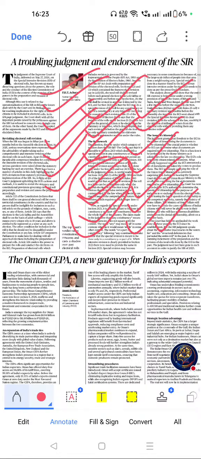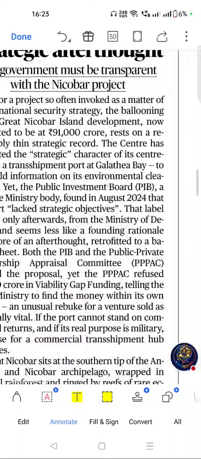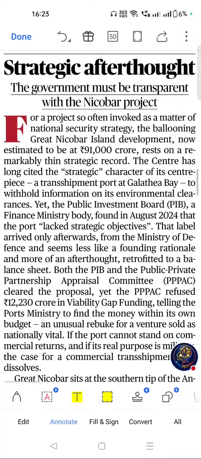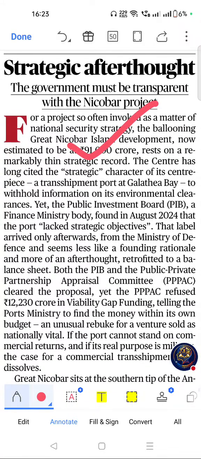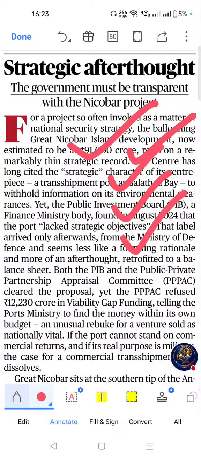Next, move on to next important article from editorial section was this one: Strategic Afterthought, Great Nicobar Island Development Project. If you see the importance of this topic, Great Nicobar Project is among the most important environment topics currently, frequently discussed in UPSC environment and development debates, involves biodiversity conservation and tribal rights, and it is relevant for sustainable development discussions.